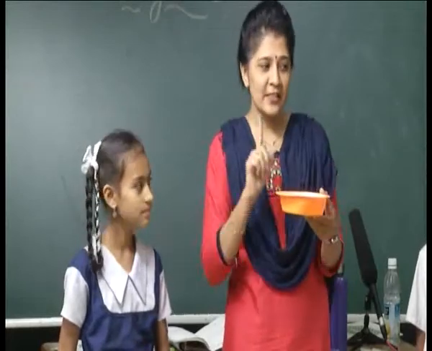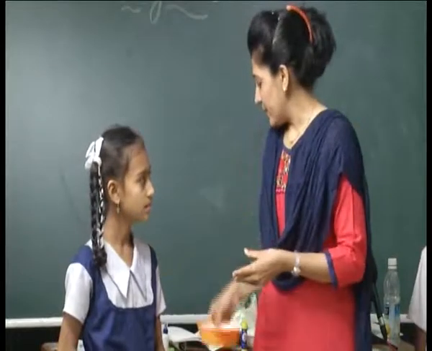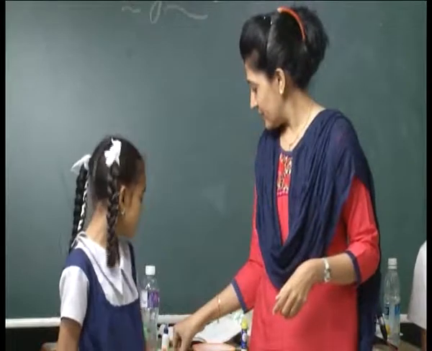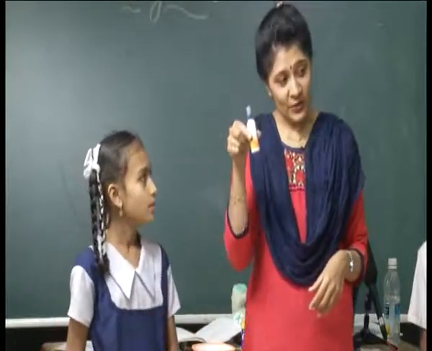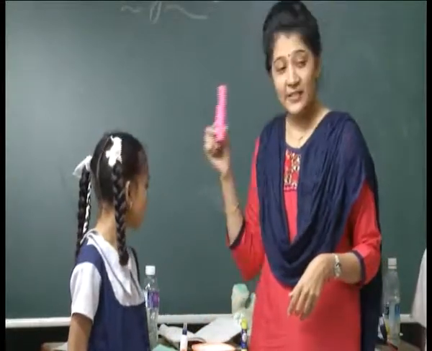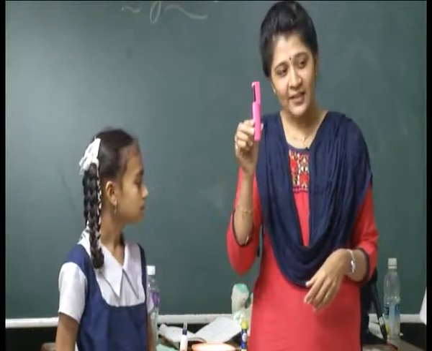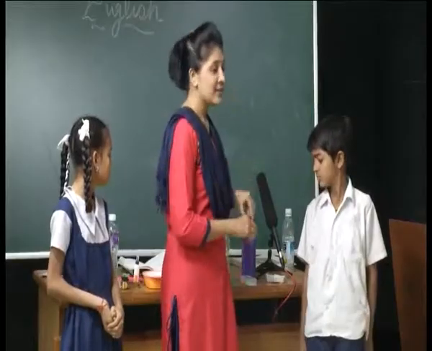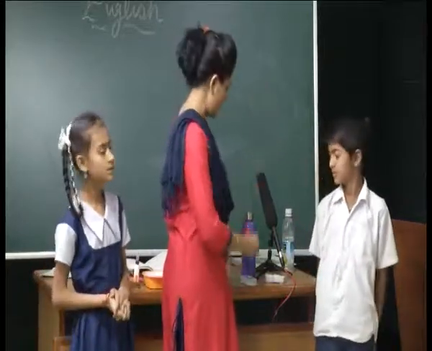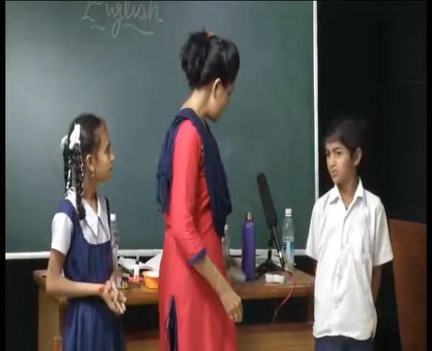Okay, now listen carefully, right? This is her bowl. This is her stapler. This is her glue stick. And this is her sketch pen, right? This is his sketch pen. And this is his box. Very good. This is his box.